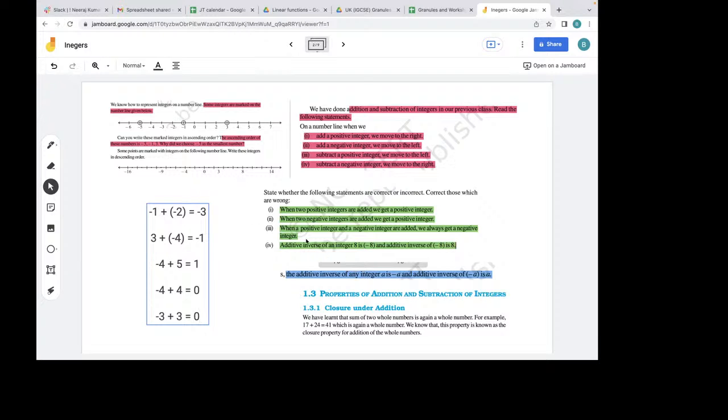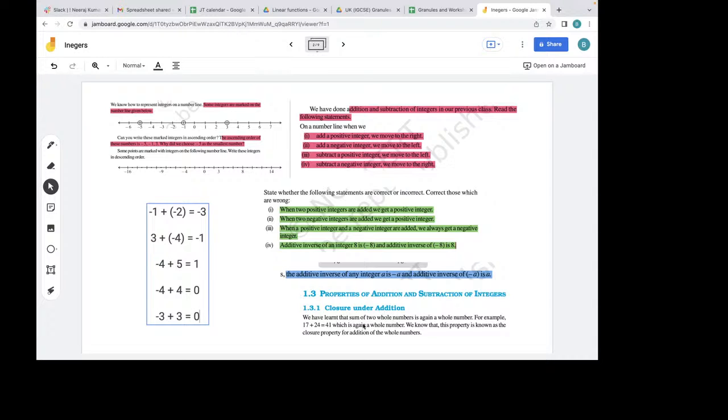So that means this statement is true. Now let's come to the property of addition and subtraction of integers. Okay, so the first property is closure under addition.